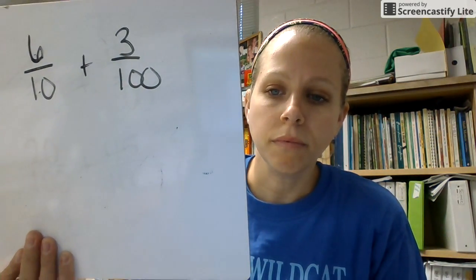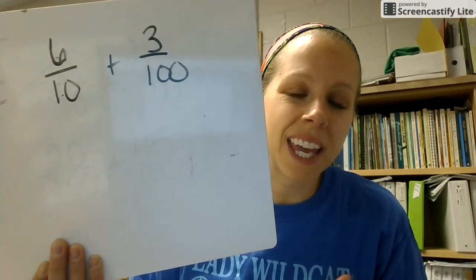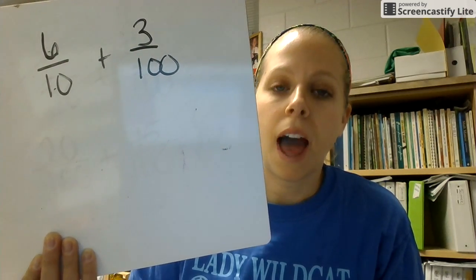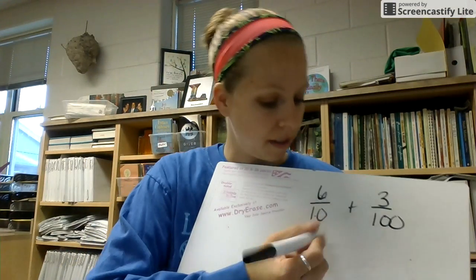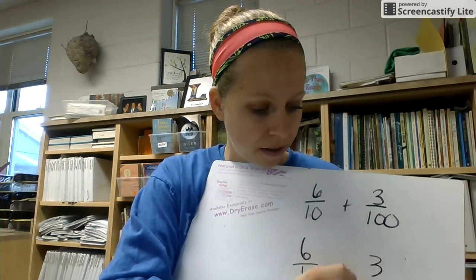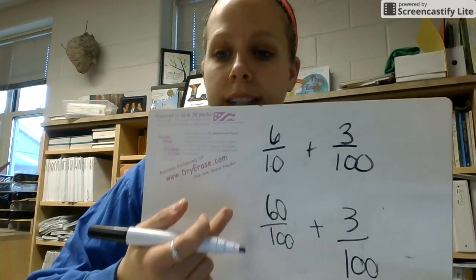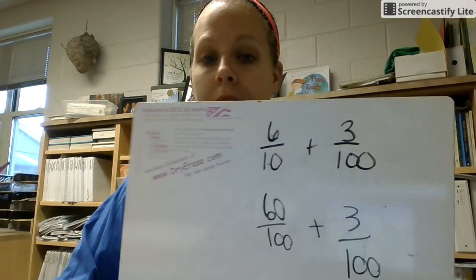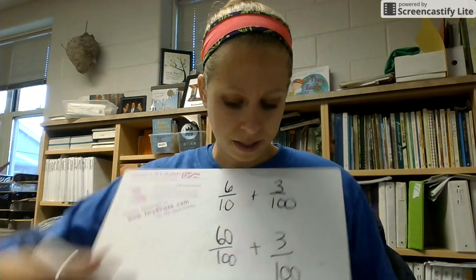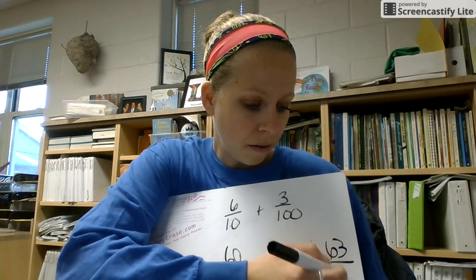If I have 6/10 plus 3 one-hundredths, which one would I change here? Because I can't do 1.5 tenths, I would have to make the 6/10 into hundredths. So I'm looking at 60 hundredths plus 3 hundredths. If I add a 0 to the top, I need to make sure that I add a 0 to the bottom, which I definitely didn't do that time. So 60 plus 3, I have 63 one-hundredths.